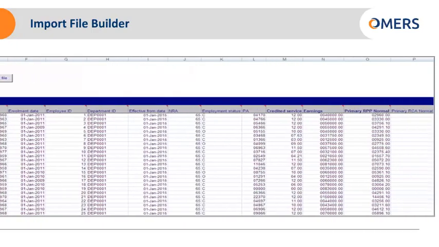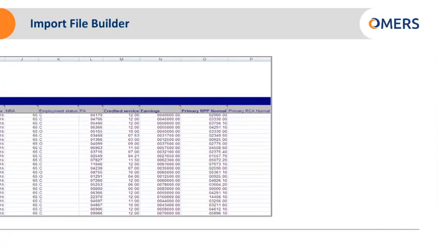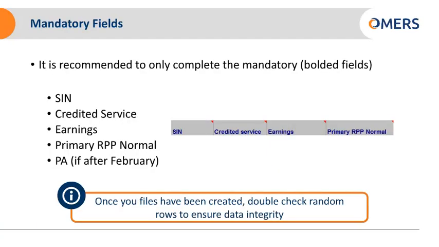This slide shows you all of the data that you could potentially enter and what your file would look like if you populated every field on the spreadsheet. As you can see, this can be quite overwhelming. All this data is not required and can actually cause issues when you try to build your import file. It is important to note that only mandatory fields are required when building your import file. The column headings of the mandatory fields are bolded and include social insurance number, credited service, contributory earnings, pension contributions, and the pension adjustment if reporting after February 28th.